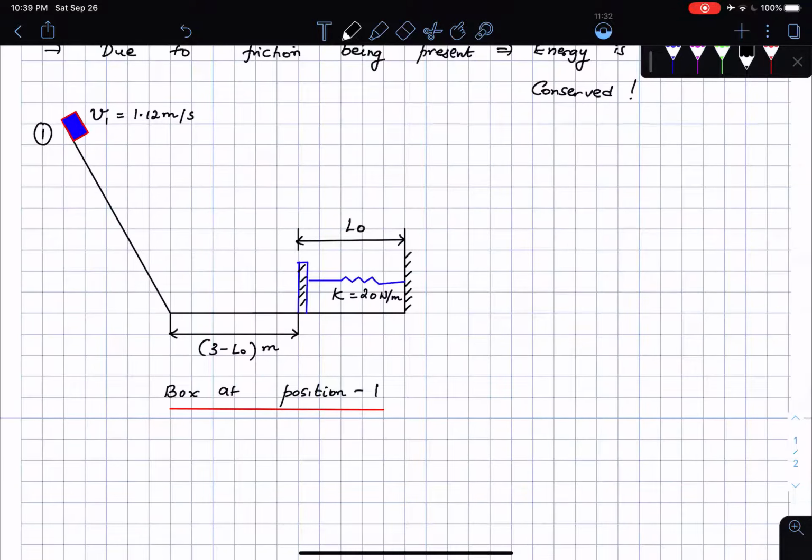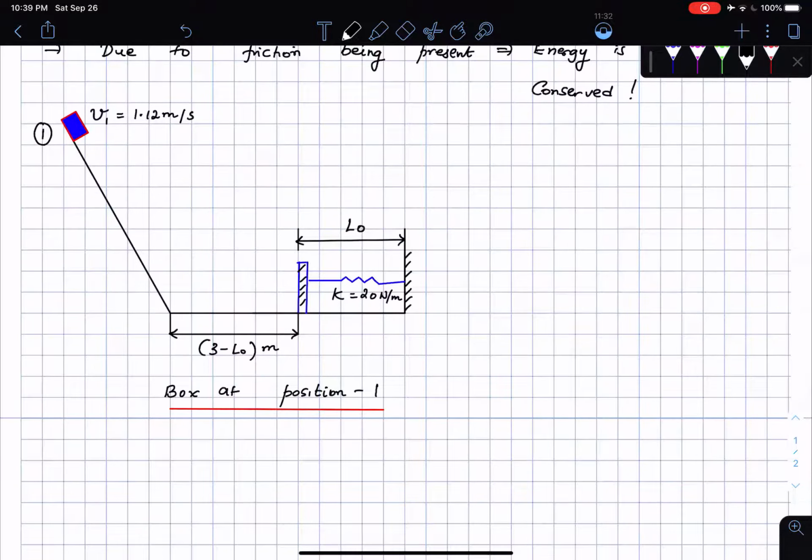It is quite obvious to see that at position 3 the box is at the datum itself, which means that if I'm looking at potential energy, it's going to be 0. And the other nice thing here is this: when the spring is compressed to its maximum, the box at that instant has a velocity which is 0, because the box is going to start turning back as the spring starts pushing it back. So that's also something that we can say.